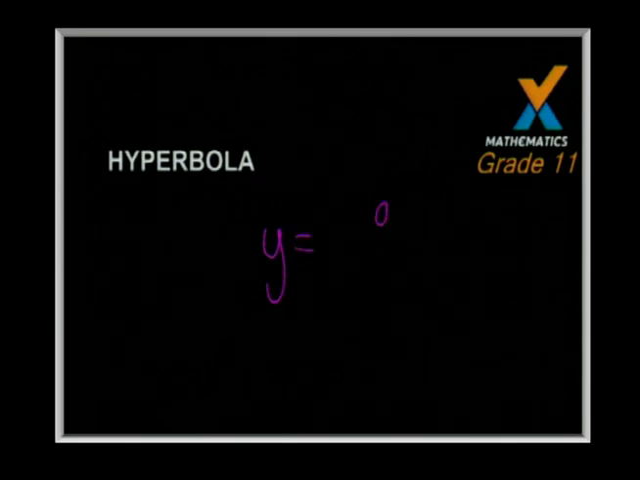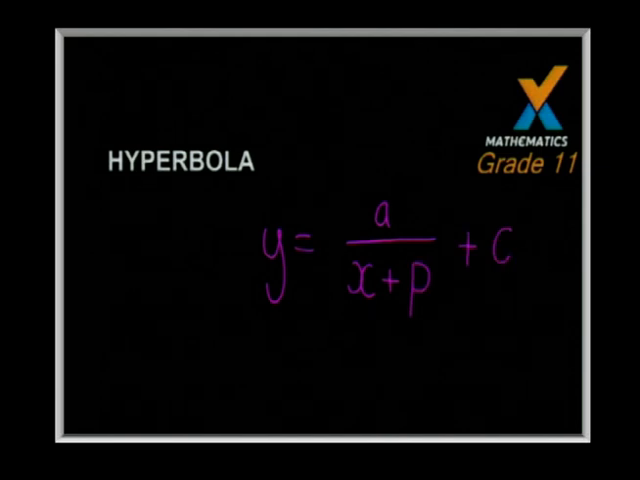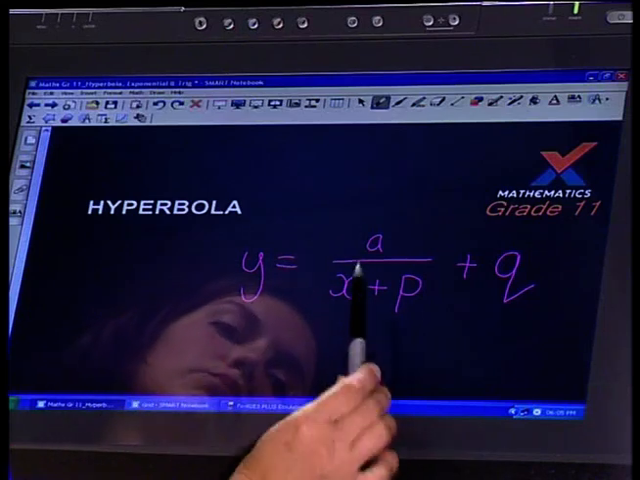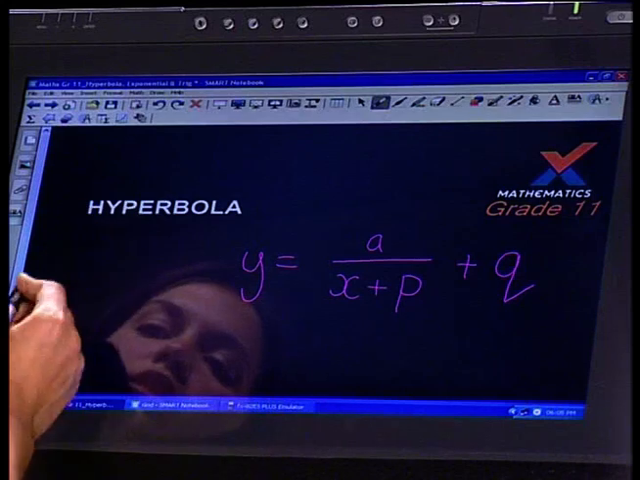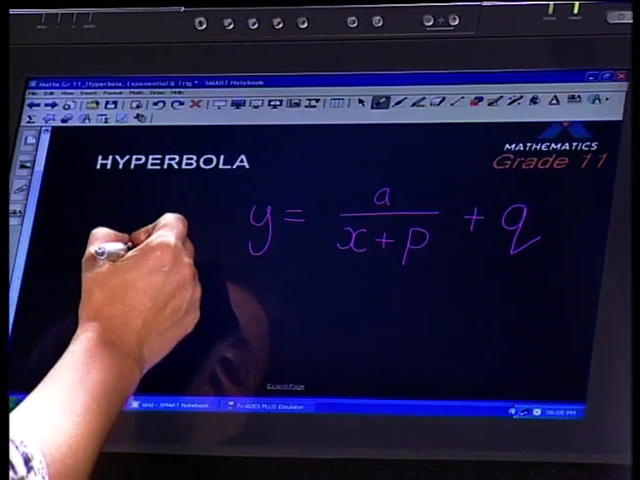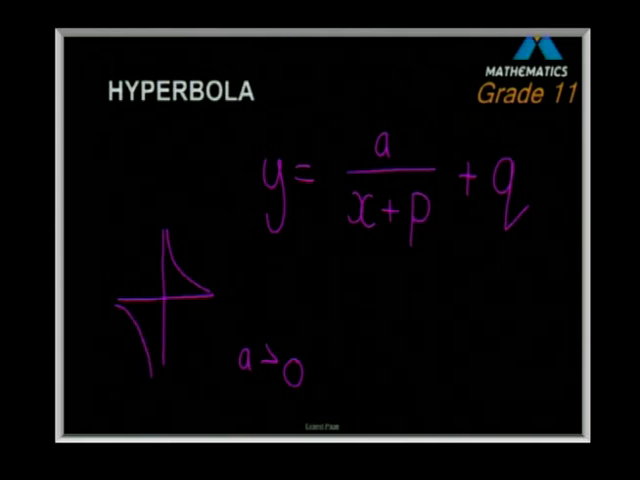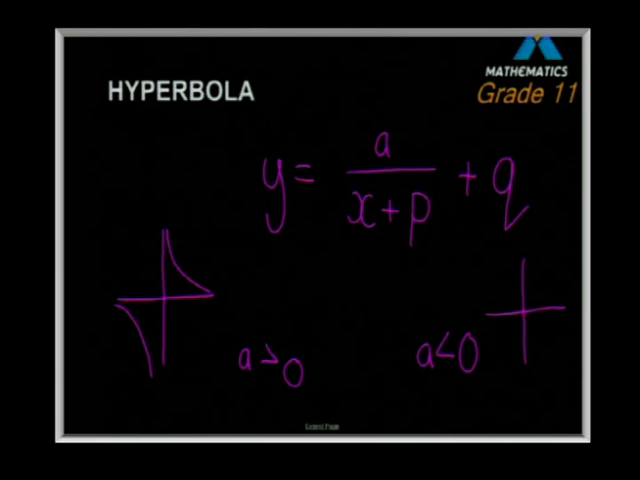It has the formula y equals a over x plus p, plus q. In grade 10, we didn't deal with the p, we only dealt with the q, and the q was the asymptote that moved the function up and down. The p then moved it from left to right. Now the a defines in which quadrants it lies. If a is positive, so if a is more than 0, the function will lie in the first quadrant and the third quadrant. If a is less than 0, then it will lie in the opposite 2 quadrants, which is the second and the fourth quadrant.